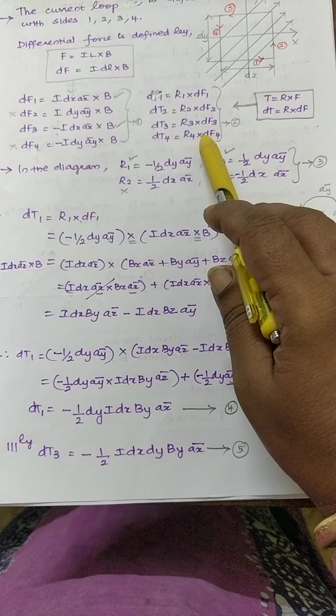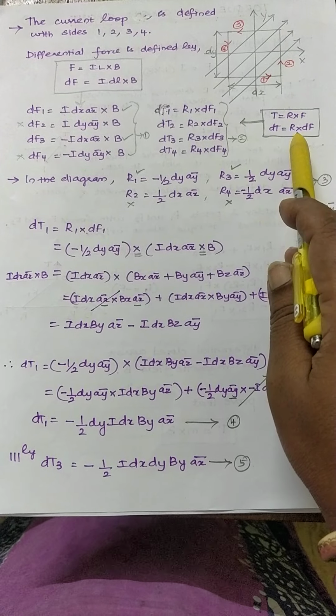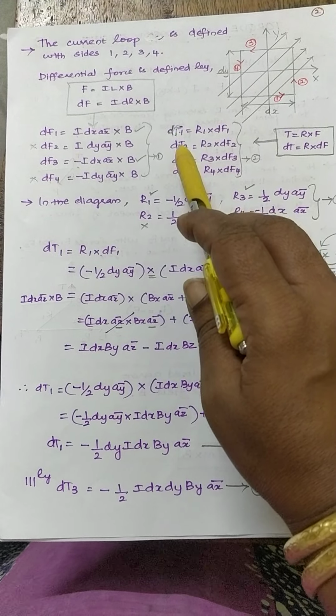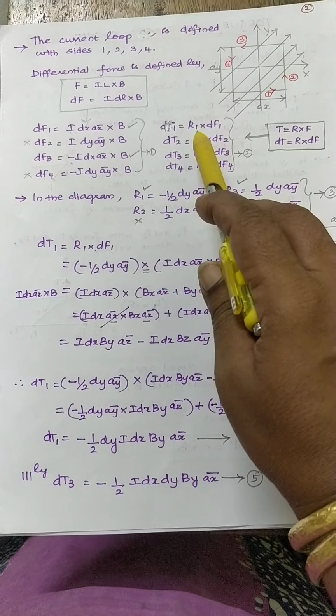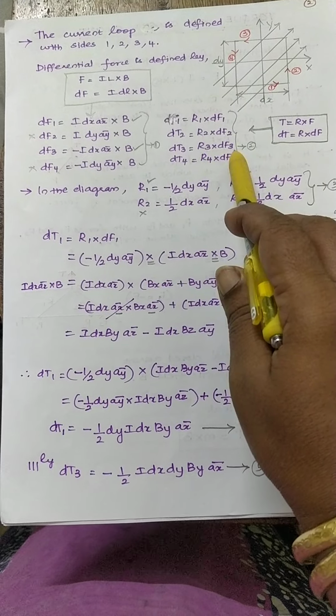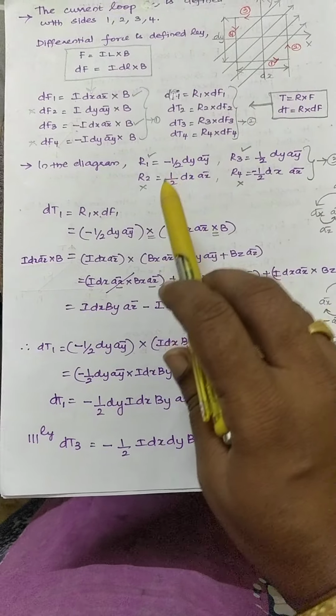The second set of equations we derive from the torque equation. We know T equals R cross F, so the differential torque can be defined as R cross dF. Let me define dT1, dT2, dT3, dT4 for the four sides as R1 cross dF1, R2 cross dF2, R3 cross dF3 and R4 cross dF4. This is the second set of equations.